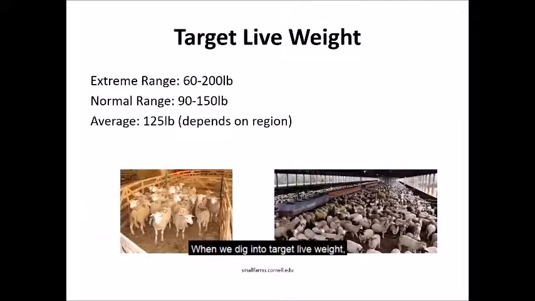When we dig into target live weights, there's a lot of range in the sheep industry. The sheep industry does not produce a commodity. Sheep is a specialty protein. There's a wide range of carcasses that are acceptable, a lot of different scenarios with inputs and breeds and so on and so forth. Typically the range for finished lambs, which are taken to heavy weights and sold on a retail cut basis generally, is from 90 to 150 pounds.